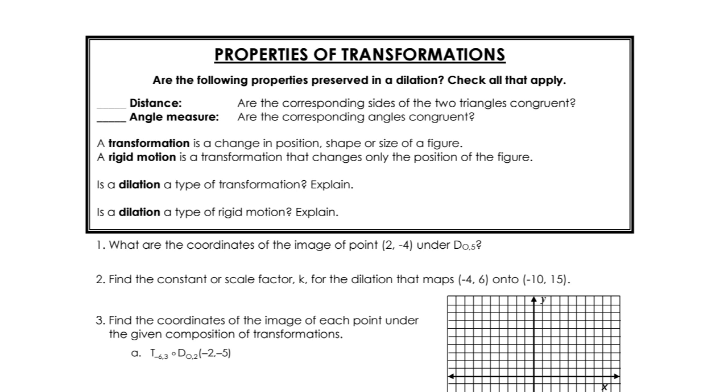Okay, so we're on the back side of notes, talking about dilations, and we have to talk about the properties of a dilation. So they want to know, are the following properties preserved in a dilation? Distance. Are the corresponding sides of the two triangles congruent? So if we measured one of the sides of our triangle before it got dilated and then the same side after it got dilated, is the distance between the points going to stay the same?